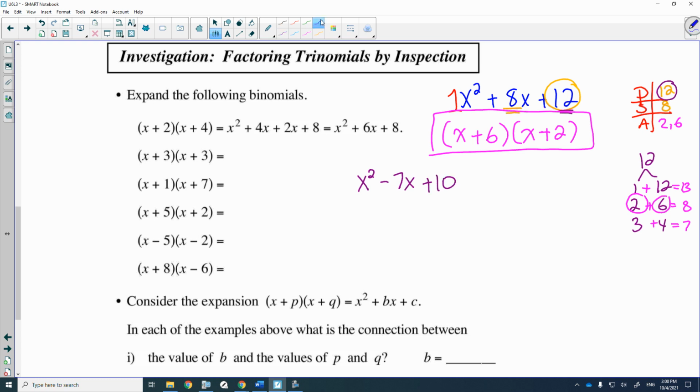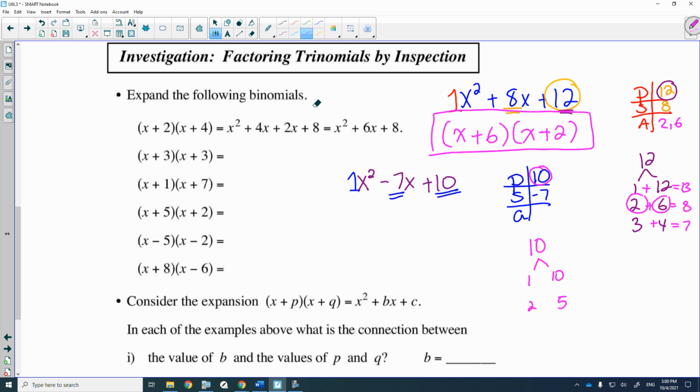Again, trinomial, 3 terms. It's in descending order of x. My leading coefficient is 1. PSA 1 question. If you like your charts and you're setting up your charts, we are looking for what two numbers give us a product of 10 and a sum of negative 7. You always take that top number, which is the 10, and say what multiplies to 10. 1 and 10. 10 divided by 2 is 5.